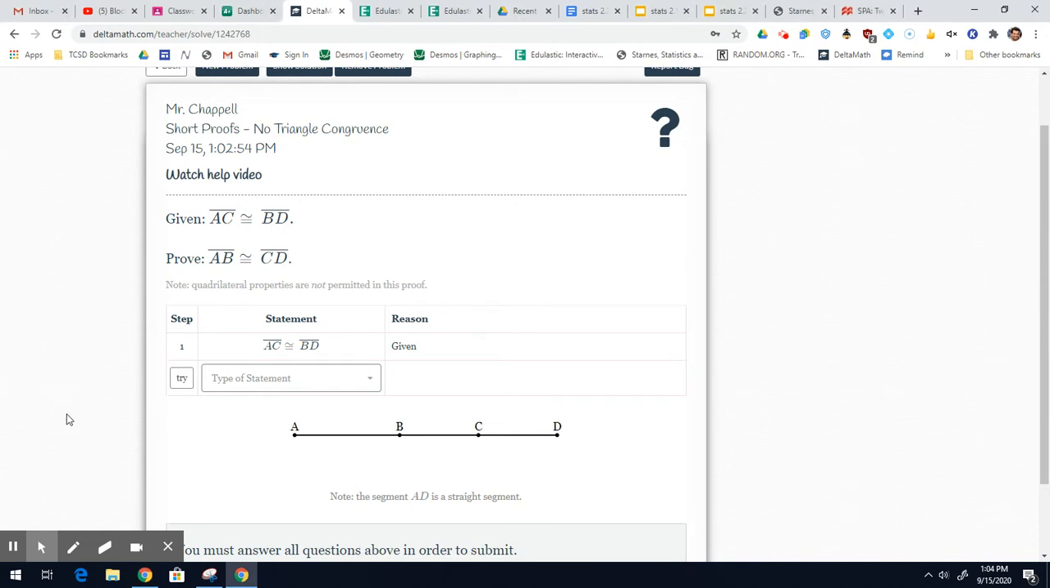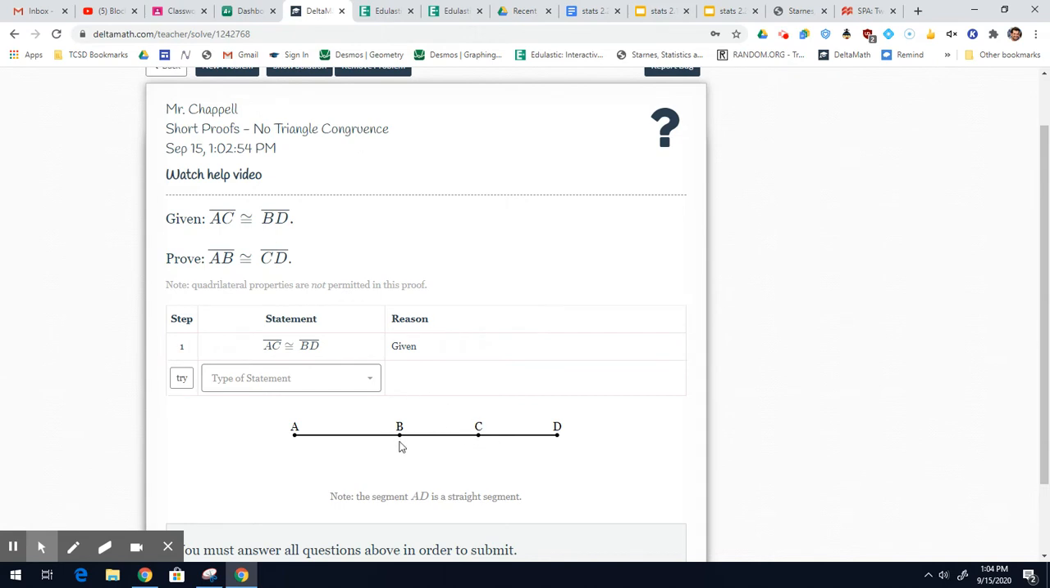All right, so this first proof says, given segment AC is congruent to segment BD, prove that segment AB is congruent to segment CD, okay? So notice what they started with. They started with the given. Segment AC is congruent to BD, that's given, all right? So notice AC and BD have some overlap. They overlap on segment BC, okay?